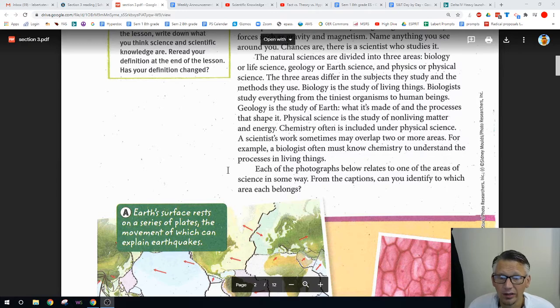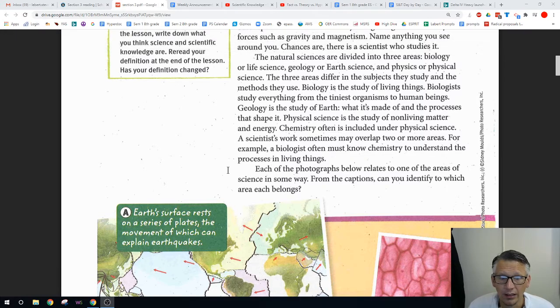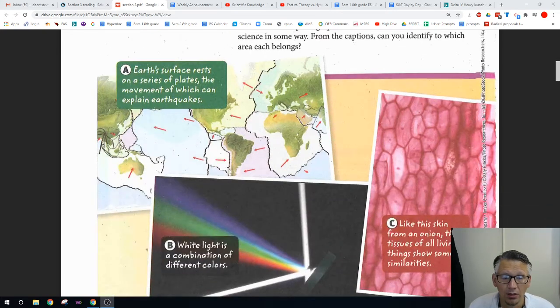Each of the photographs below relates to one of the areas of science in some way. From the captions, can you identify which area each belongs to?